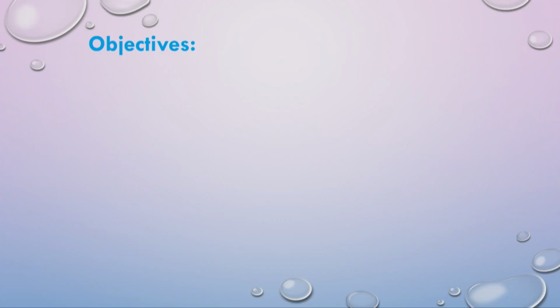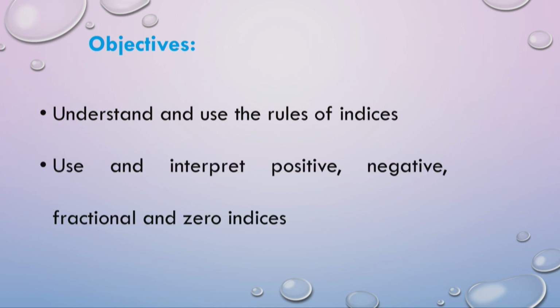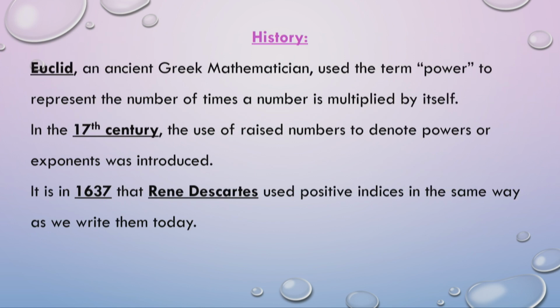This is the first part of the chapter, Indices. So let us start with the objectives of this chapter. At the end of this chapter, you're supposed to understand and use the rules of indices, use and interpret positive, negative, fractional, and zero indices.